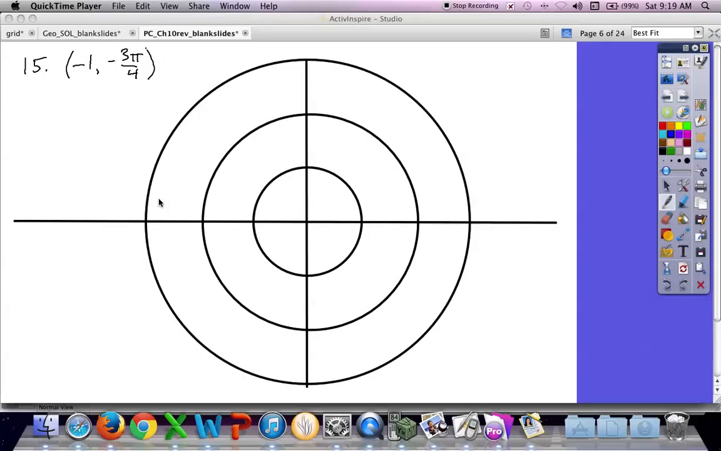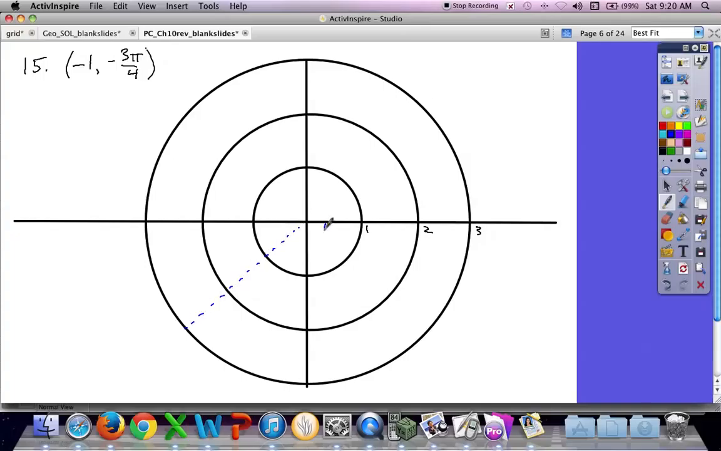Number 15, again, we're going to plot the point and then turn it into rectangular coordinates. The radius is -1, which is well within, I don't need to change these circles. They're going to mean 1, 2, and 3. Right? The fact that it says negative means we're going to march off in the opposite direction as the angle indicates. Right? The angle of -3π/4 is here, right in the middle of quadrant 3.